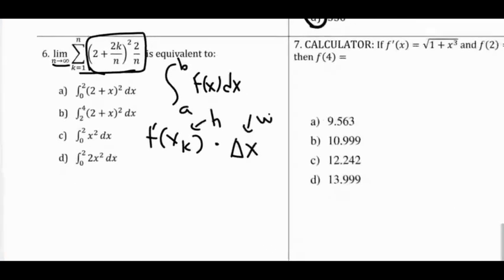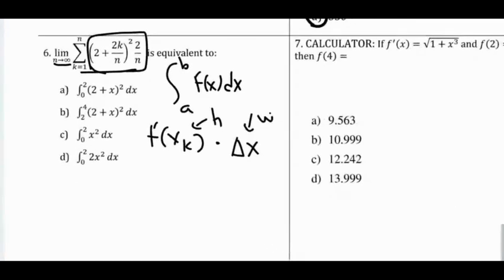So, what is delta x equal to? Delta x is written in the form of b minus a, that entire subinterval, divided by how many rectangles you have. So in this case, b minus a equals 2, because I know b minus a over n equals 2 over n. Now, what is x of k?